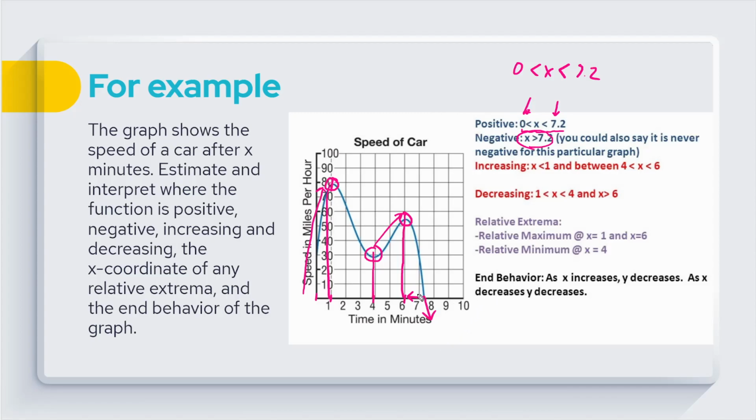And behavior, as x increases, as we move this way on x, y decreases. That's the edge of the data. As x decreases, y also decreases. So on both of our end behaviors, the y is decreasing.